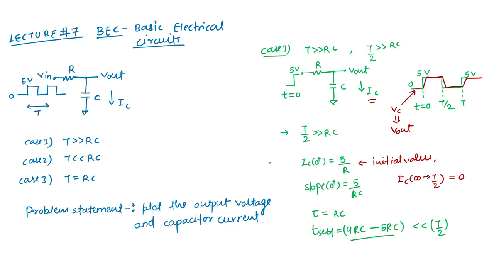So it is 0. What is exactly happening? The capacitor current is starting from 5 by R and ending soon at 0, and after that it stays at 0 for a long time. And after that, what will happen when no excitation is there after T by 2? What will happen at T by 2?